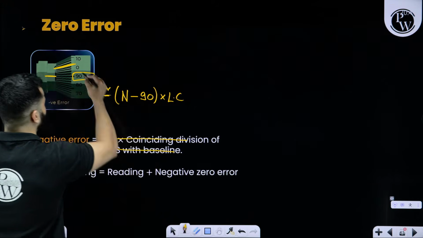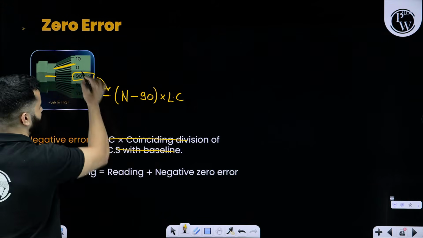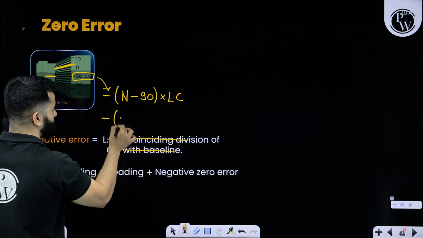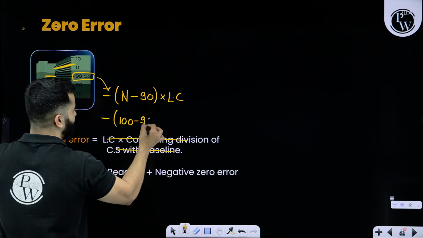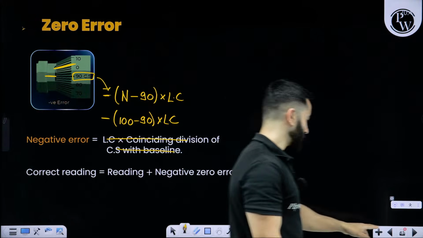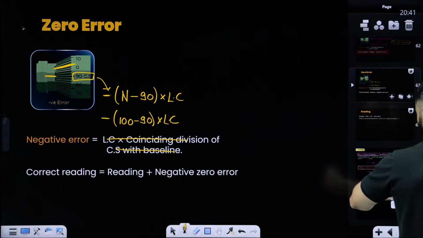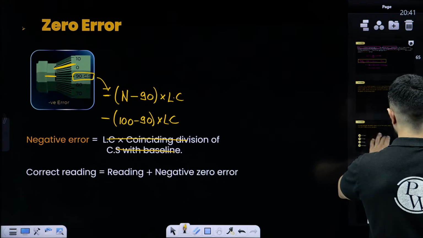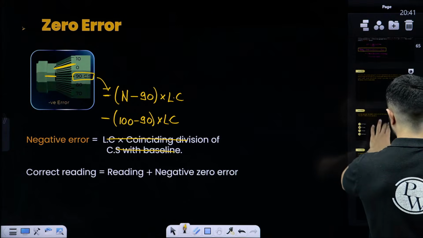count. So let's suppose total numbers are 100, total divisions are 100. So 100 minus 90 multiplied by least count. This is going to be your negative zero error. All right, so with this, now let's solve one or two more problems.